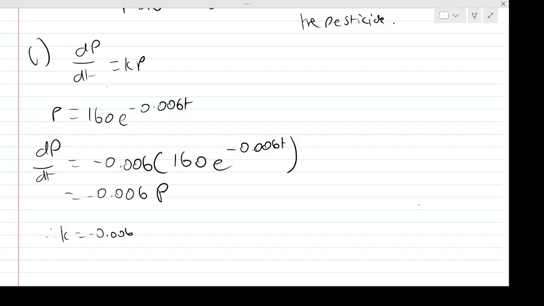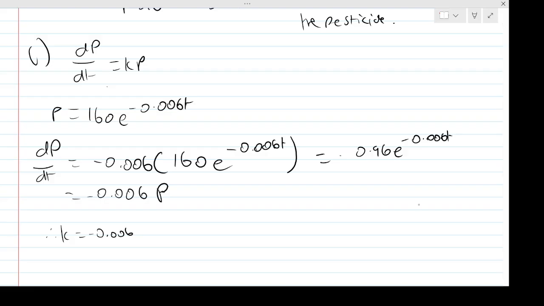Okay, let's say instead you did expand it. Understandably, let's say you did minus 0.006 times 160 to get minus 0.96 e to the negative 0.006t. How could we deduce k in this case? How could we deduce that this is a multiple kp? It's equal to a multiple of p.